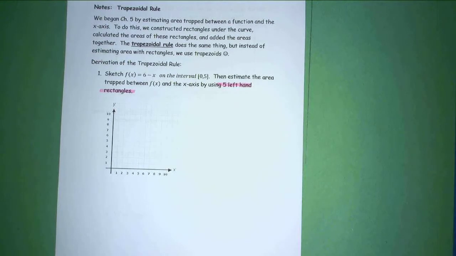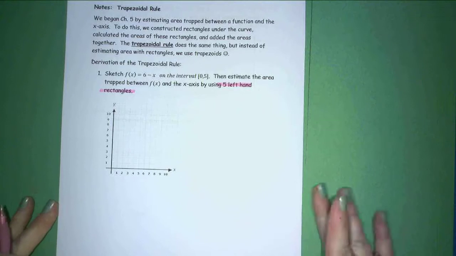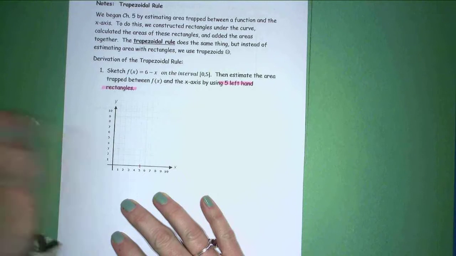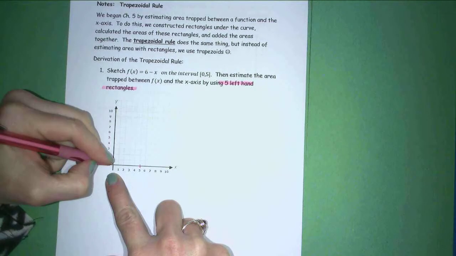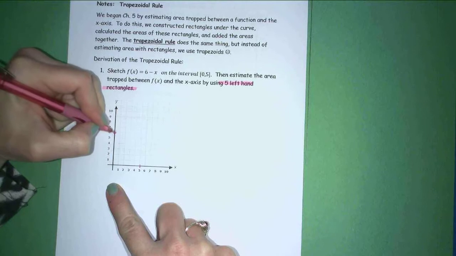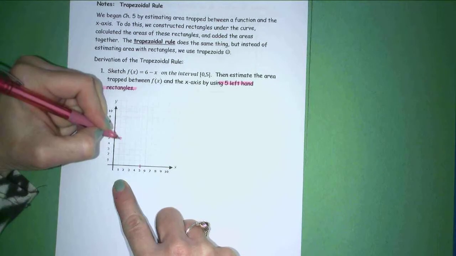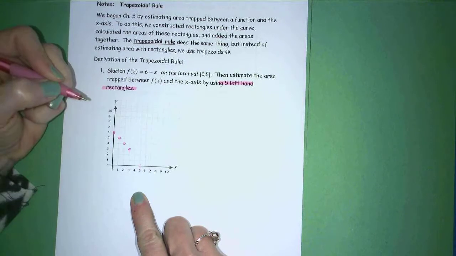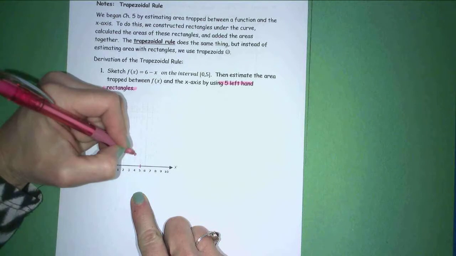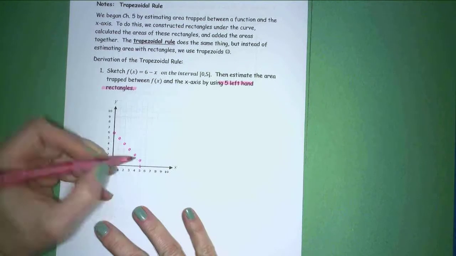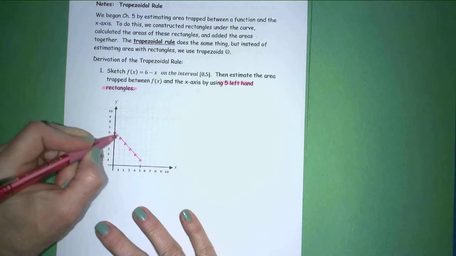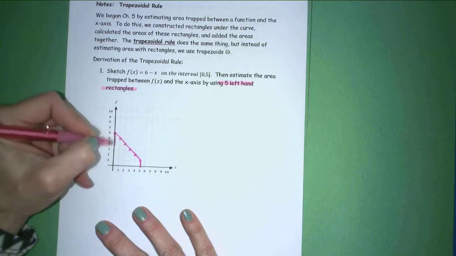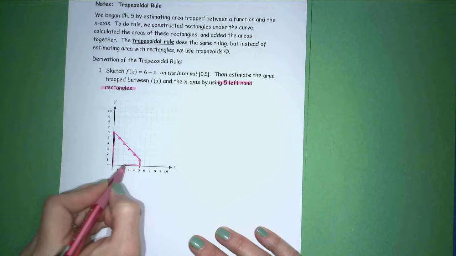Okay, so if we graph this first and foremost, I'm going from 0 to 5. So from 0 to 5, I'm going to plot some points. So f of 0 is 6 minus 0, or 6. f of 1 is 5. f of 2 is 4. f of 3 is 3. f of 4 is 2, and then f of 5 is 1. So I just have this linear function with a slope of -1 and a y-intercept of 6. Then I'm going to go ahead and close off from 0 to 5. So here's the section I'm working on.